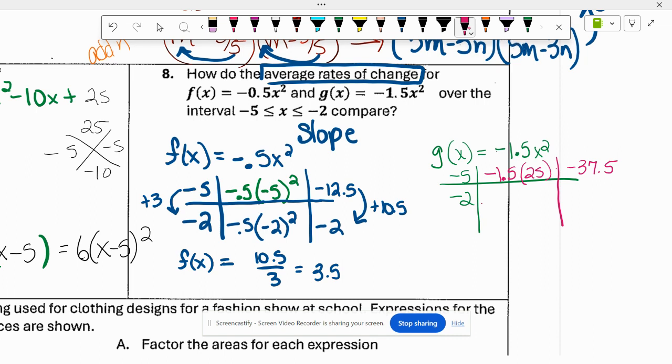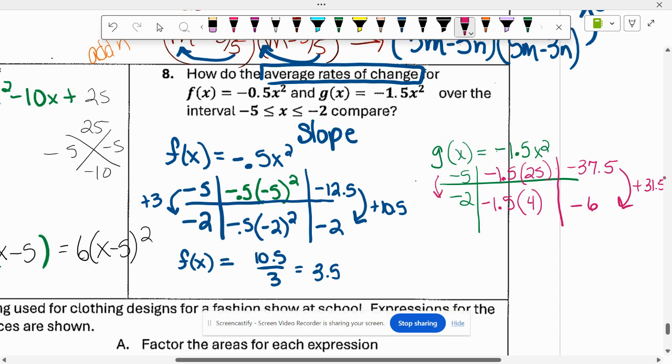And when x is negative 2, that's negative 1.5 times negative 2 squared, which is 4. And negative 1.5 times 4 is negative 6. So this has a plus 31.5 over a plus 3. So the average rate of change of g of x is 31.5 divided by 3, which equals 10.5.